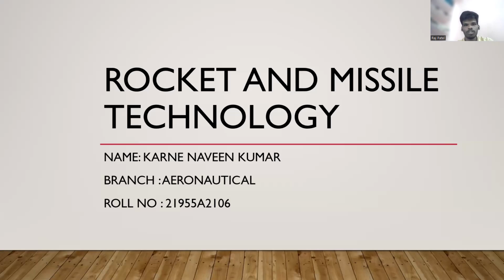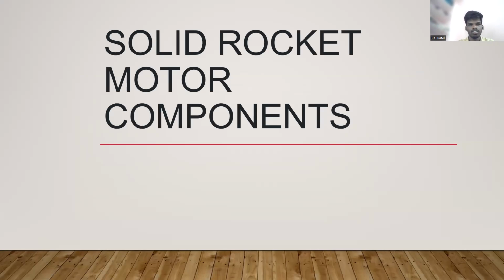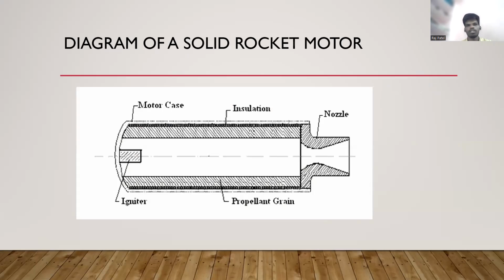Today my topic is about rocket and missile technology. In that topic, my topic is about the solid rocket motor components. Here we are seeing the diagram of a solid rocket motor. This solid rocket motor generally consists of a motor case, insulation, nozzle, igniter, and propellant grain.